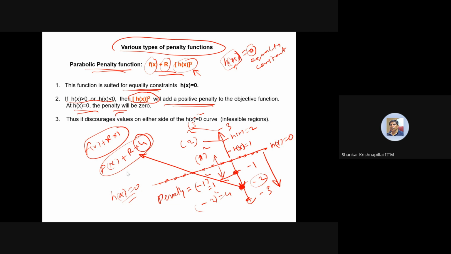This positive penalty is added to the objective function, and it will interfere with the minimization of the objective function. So what the algorithm will do is change direction and come towards the equality constraint. As you come closer and closer, the penalty value will decrease, and you have to continuously monitor it. When the penalty value becomes 0, it means that you have reached the equality constraint. So this is the logic of the penalty function for equality constraints.